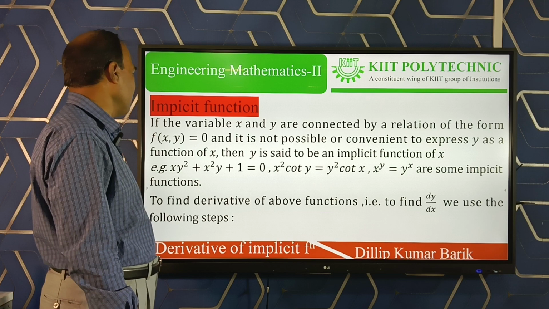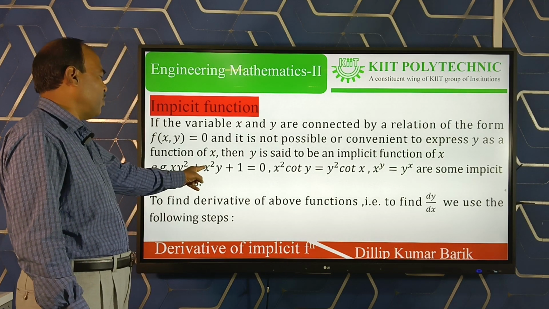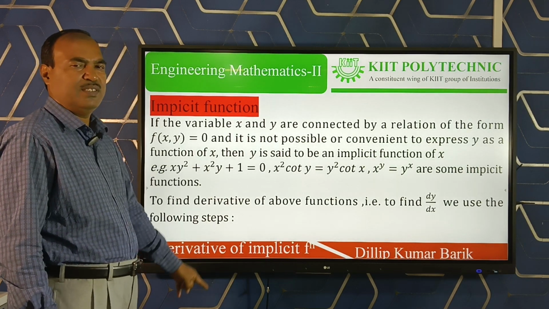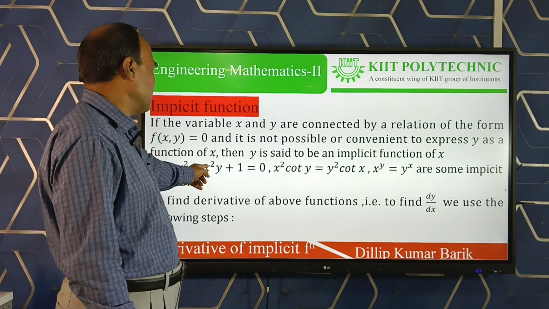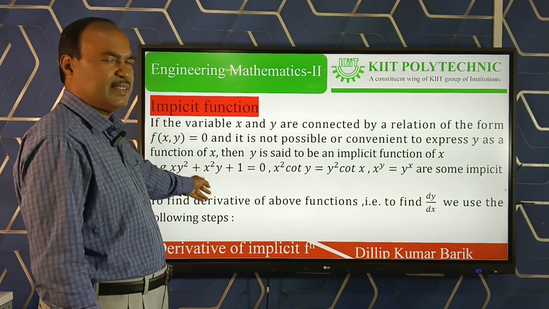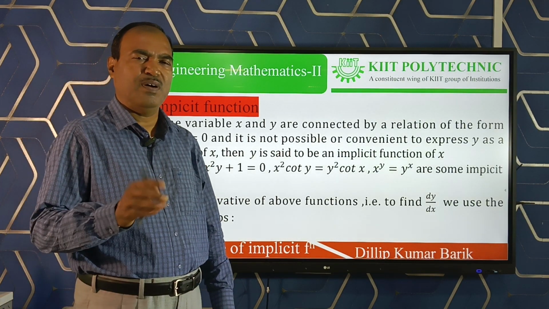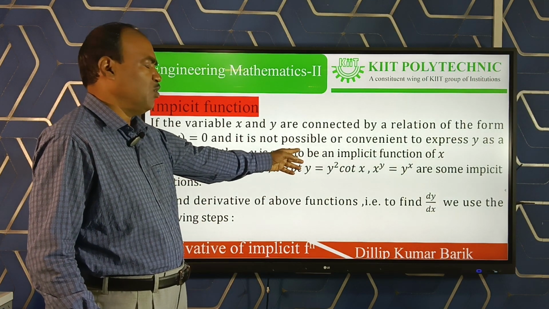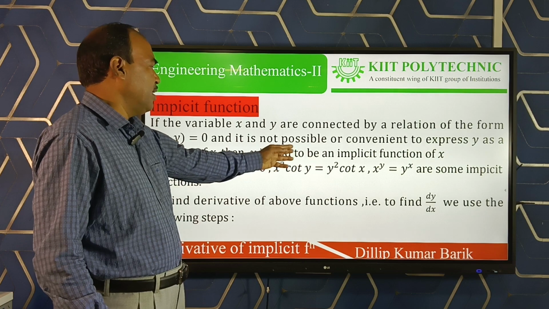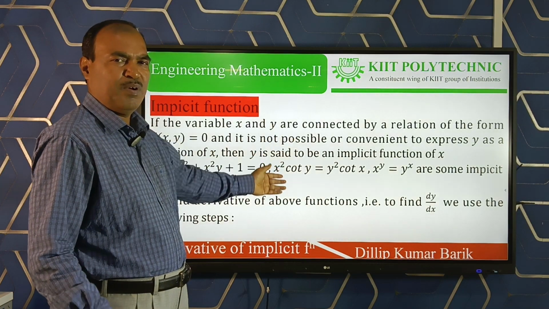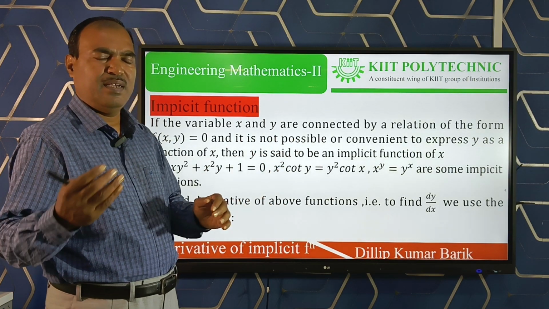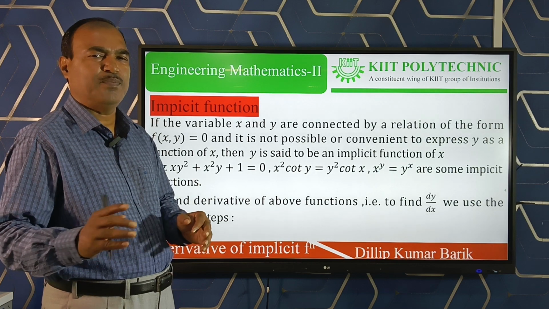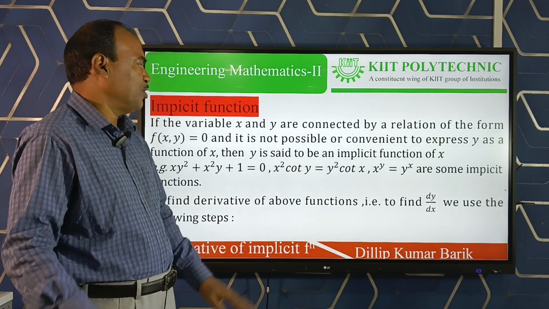For example, x y square plus x square y plus 1 is equal to 0, and in this expression we mark here that x and y can never be separated. Similarly, x square cot y plus y is equal to y square cot x. We can mix them, but x in the form of y or y in the form of x is never possible.